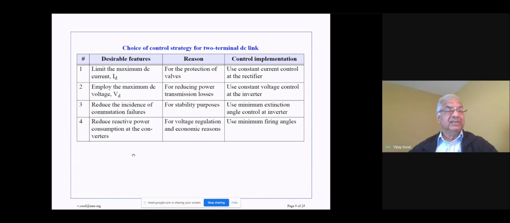The fourth requirement for the system is to reduce the reactive power consumption at the converters, both at the rectifier end and at the inverter end. The reason for that is economic, to make sure that the voltage regulation of the AC systems is minimized. And the control methodology that is suggested for this is to utilize minimum firing angles. So alpha and beta should be as low as possible. So these are the control implementation requirements which are suggested for these reasons. So how do we achieve this?